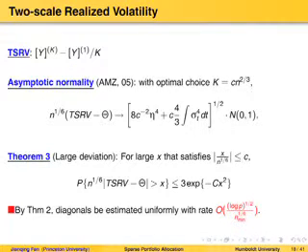The difference between these is your two-scale realized volatility, and it has been proved by Zhang, Mykland, and Aït-Sahalia that N to the 1/6 times the two-scale realized volatility minus theta would be asymptotically normal with mean 0 and variance like this. And the optimal choice of k is N to the 2/3.